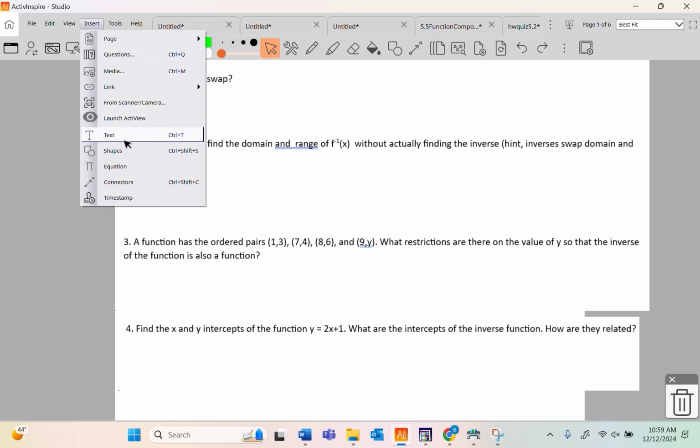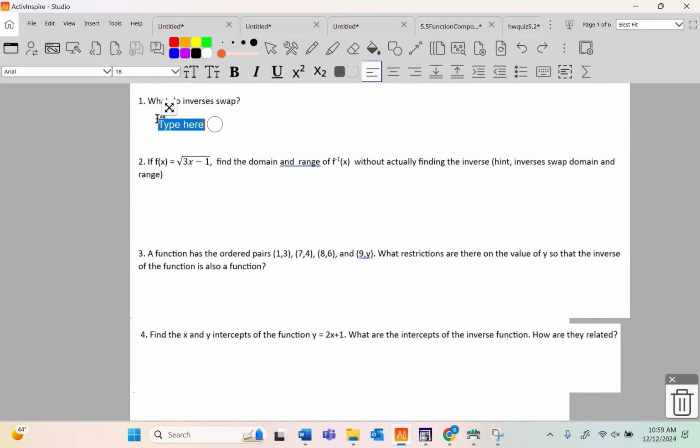All right, so 5, 6, part 1, beginning of inverses. You can't do 2, 3, or 4 without knowing what inverses swap. Inverses swap domain and range. That's one way of saying it. Or you can say swap x and y.